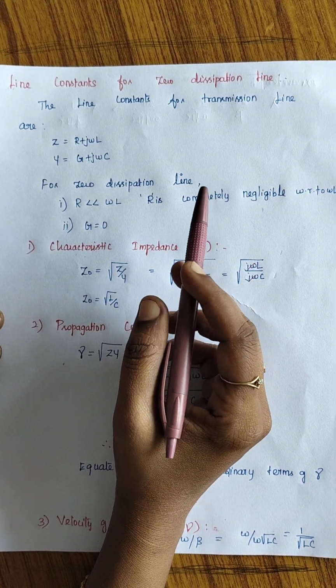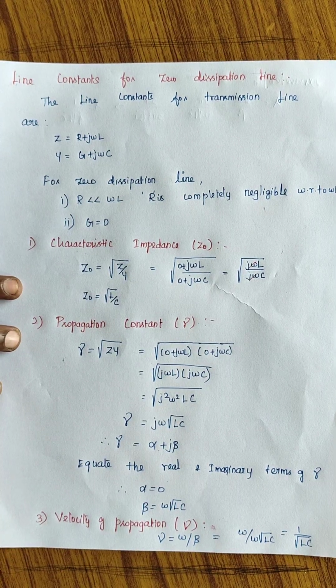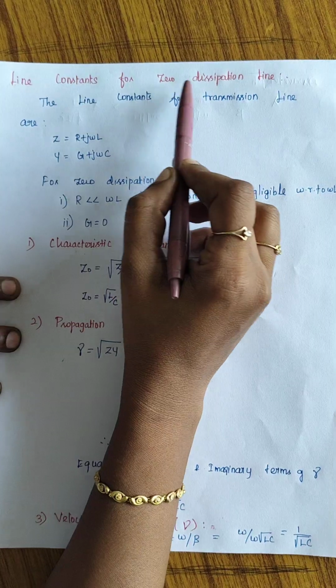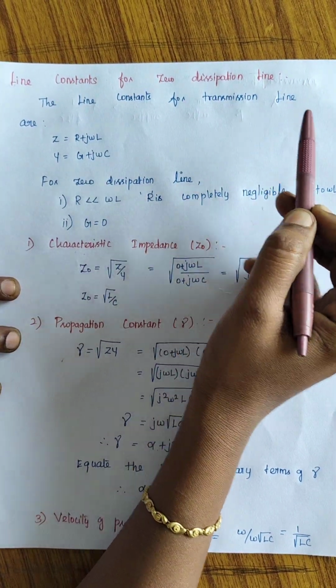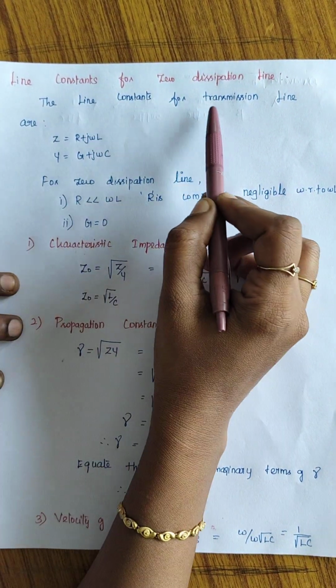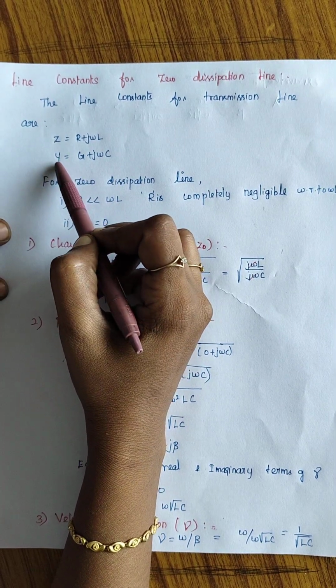Today we are going to discuss one topic in transmission lines and RF systems. The specified topic is line constants for a zero dissipation line. This comes under Unit 2, high frequency transmission lines. The line constants for general transmission lines are series impedance and shunt admittance.